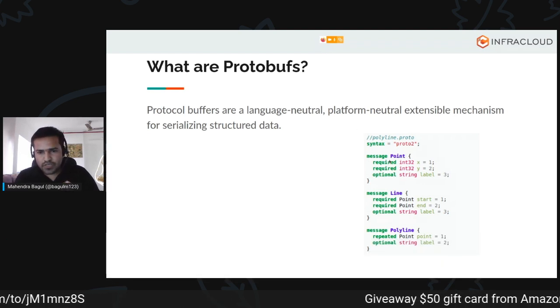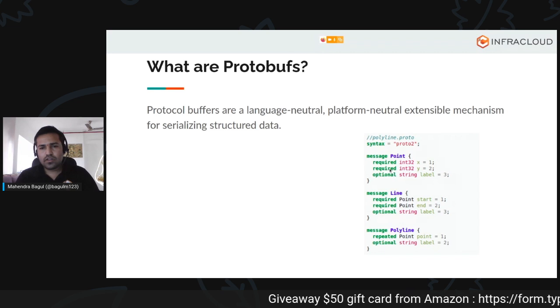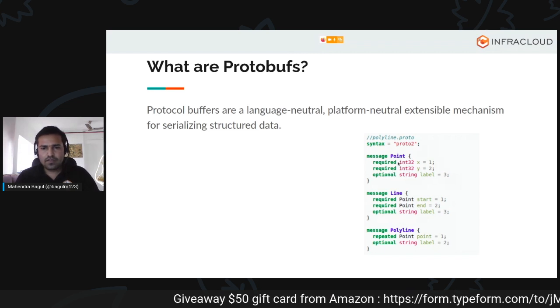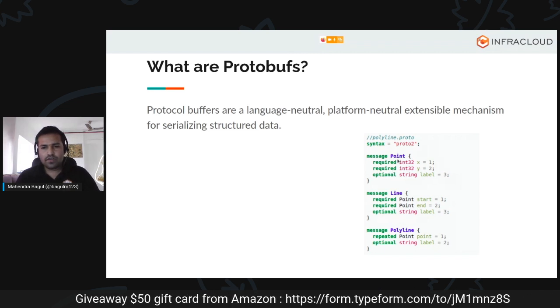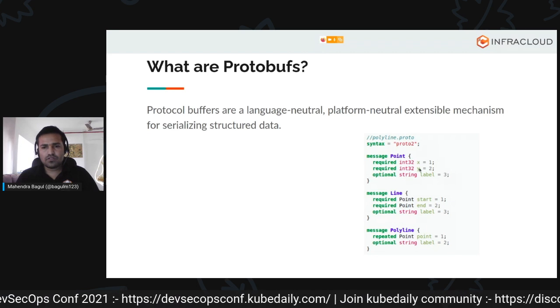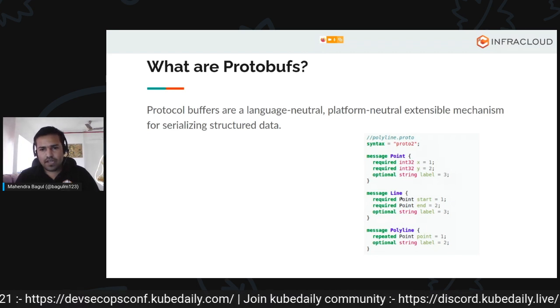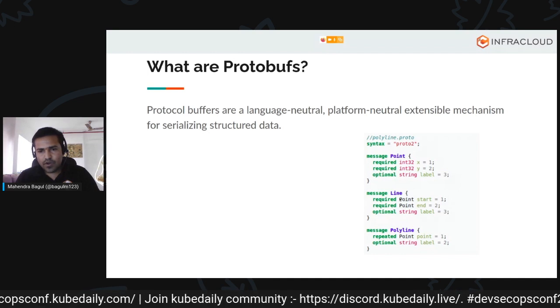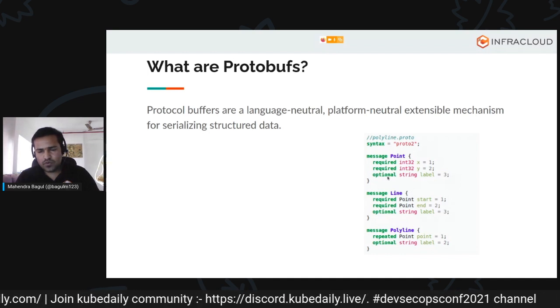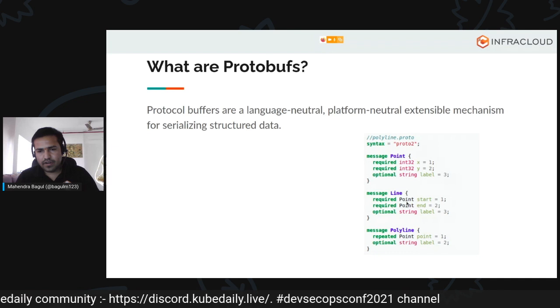In point, if you see in that message, three fields are there, two are required and one is optional. Any point has two things, X and Y. And in line, if you see, the point has been embedded now. Whatever message was earlier has been embedded in a line.